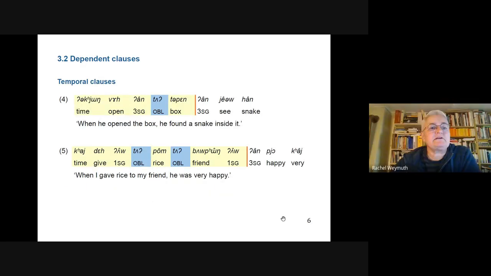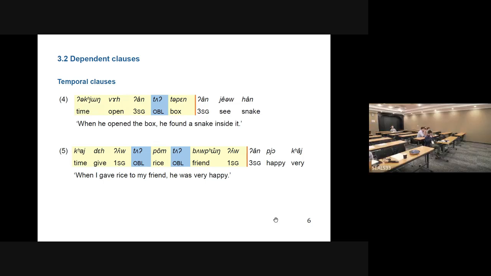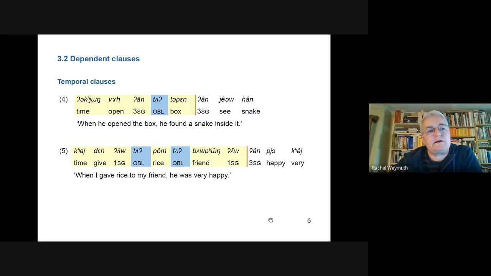Then dependent clauses. Here we speak about verb-initial dependent clauses. In Rumai, most dependent clauses are verb initial. There are so far only 2 kinds of dependent clauses that are verb medial, like all the independent clauses. So independent clauses are generally verb medial.